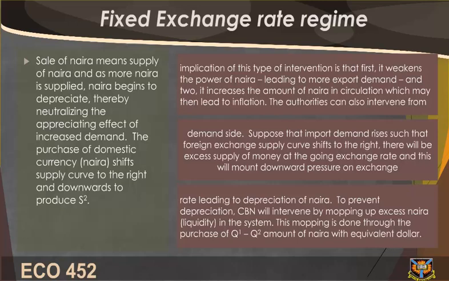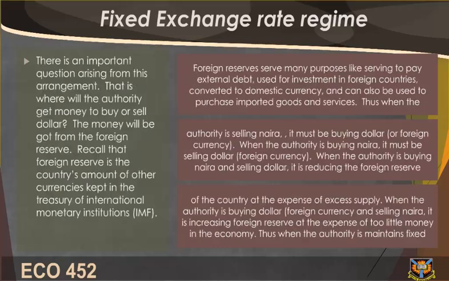This mopping is done through the purchase of Q1 minus Q raised to power 2 amount of naira with equivalent dollar. There is an important question arising from this arrangement, that is, where will the authority get money to buy or sell dollar? The money will be got from the foreign reserve. Recall that foreign reserve is the country's amount of other currencies kept in the treasury of International Monetary Institutions (IMF).